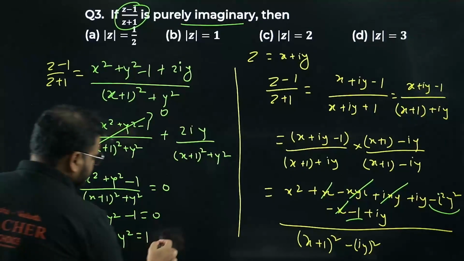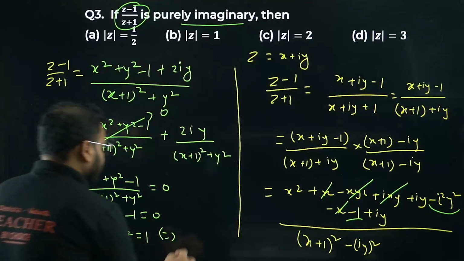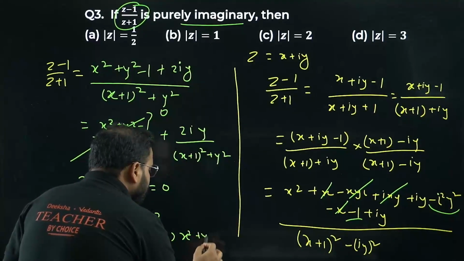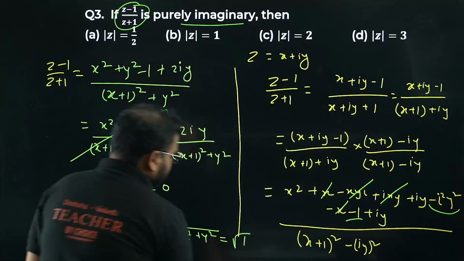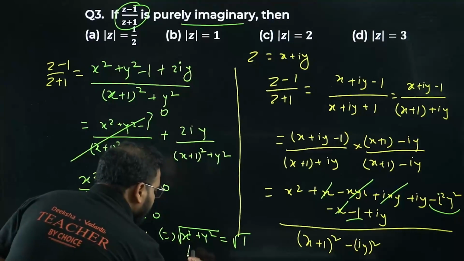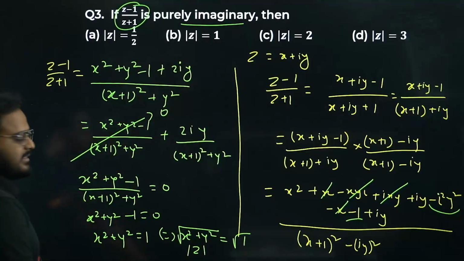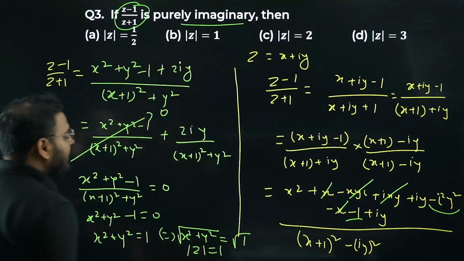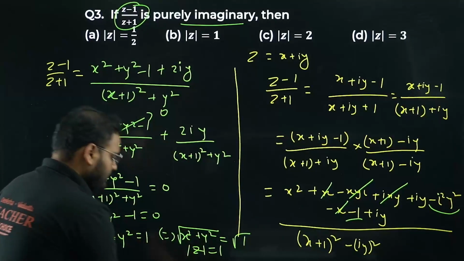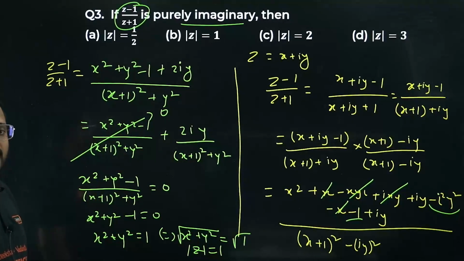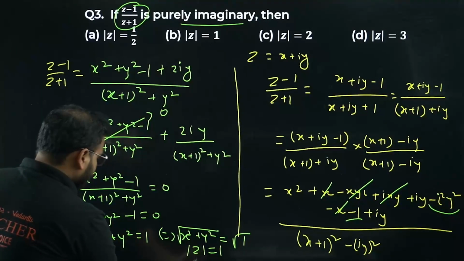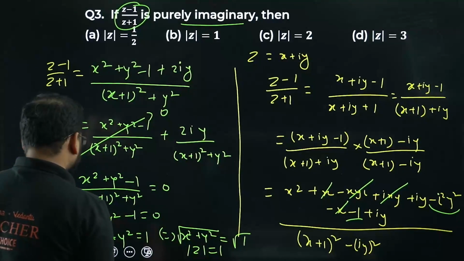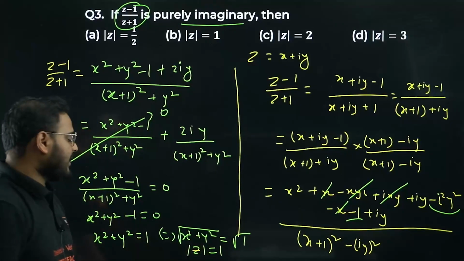It means, please check here, the root of x square plus y square will be equal to root of 1, and this we know is nothing but mod of z. Mod of z becomes equal to 1 only, right? Correct? Got it? Have a look. I can write it better.